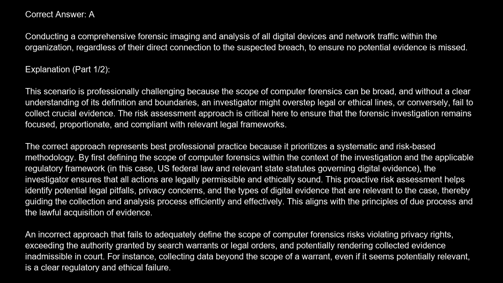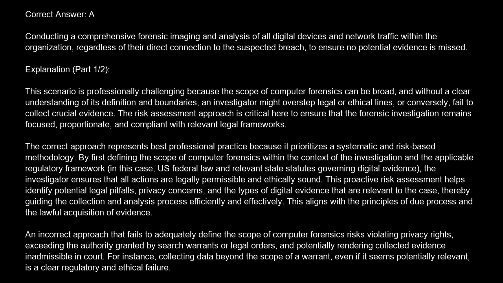In this case, U.S. federal law and relevant state statutes governing digital evidence. The investigator ensures that all actions are legally permissible and ethically sound. This proactive risk assessment helps identify potential legal pitfalls, privacy concerns, and the types of digital evidence that are relevant to the case, thereby guiding the collection and analysis process efficiently and effectively. This aligns with the principles of due process and the lawful acquisition of evidence.